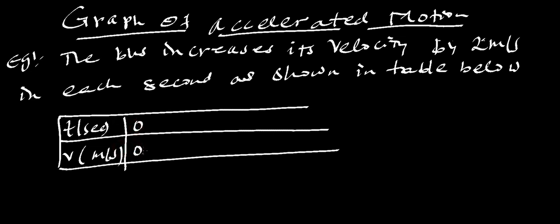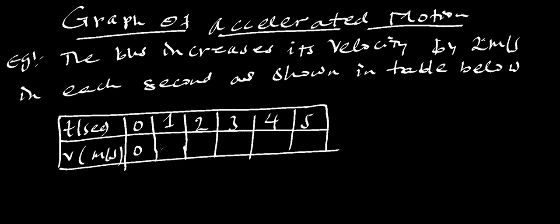When time is 0, velocity is 0. Then time 1, 2, 3, 4, 5. At 1 second the velocity will be 2, at 2 seconds it is 4, because the bus increases its velocity by 2 meters per second. It means in each and every second the velocity increase is constant, which is 2 meters per second. Therefore, this is 6, this is 8, this is 10.